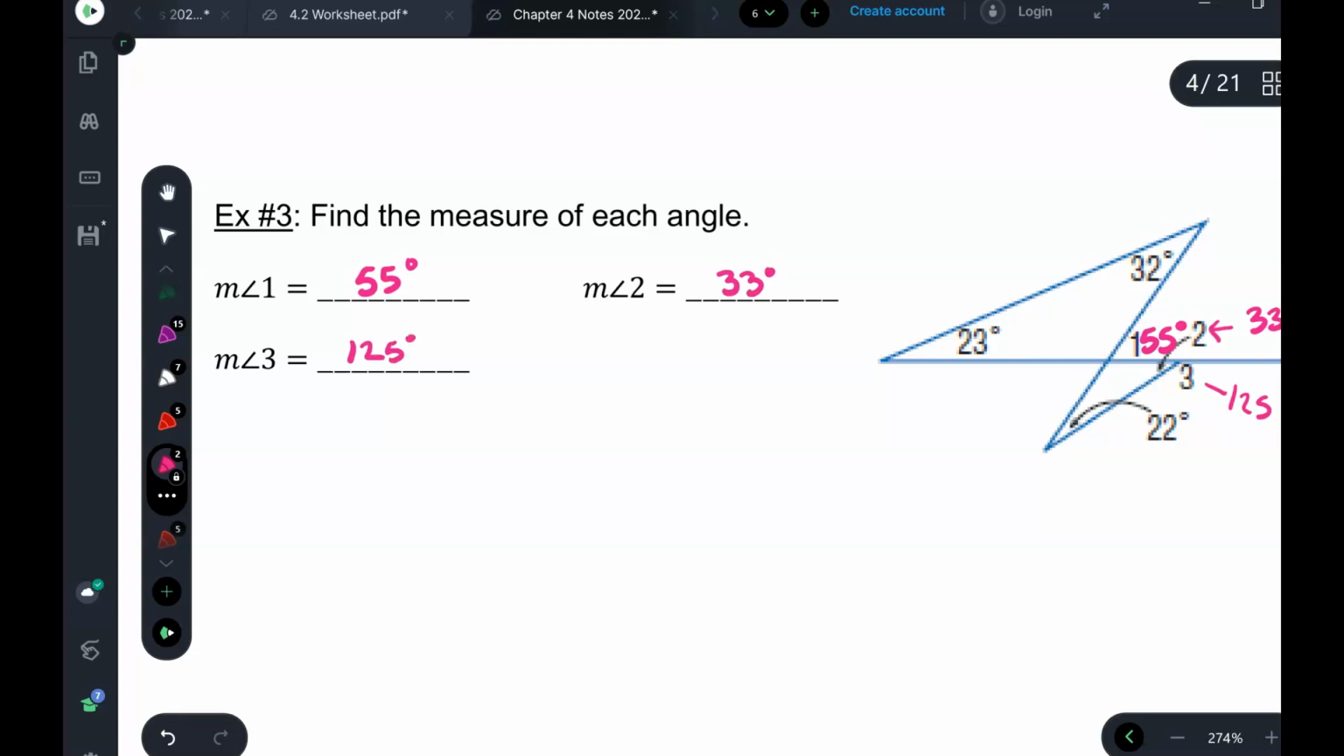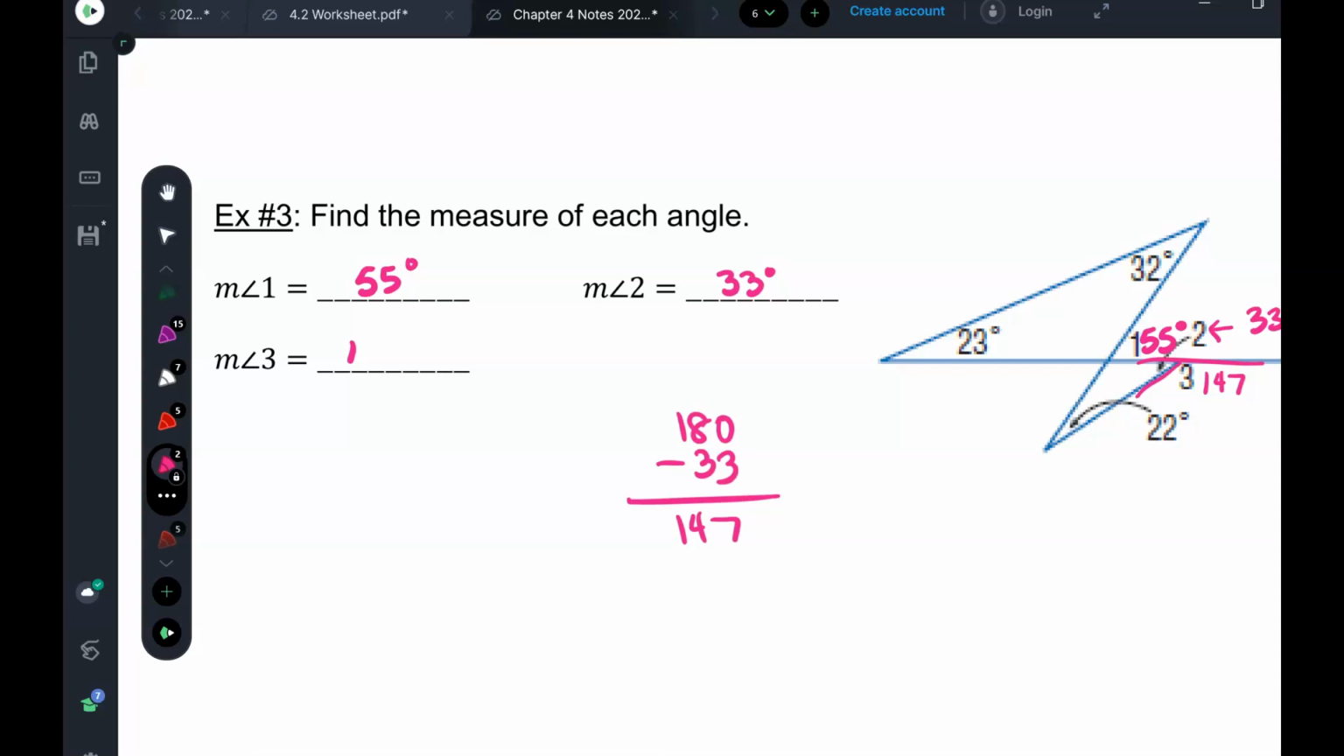Wait, 147 is angle 3. 147 is the answer. Why is this 147? I thought we were supposed to subtract. You subtracted 33 instead of 55. Because these two angles make a linear pair, so you were supposed to do 180 minus 33. Okay, I was told wrong.